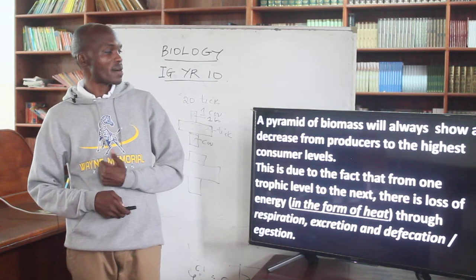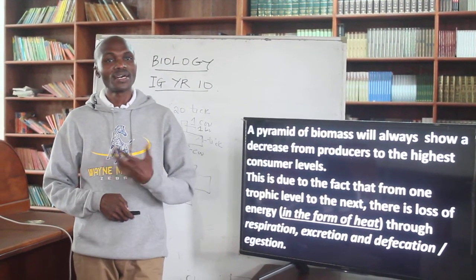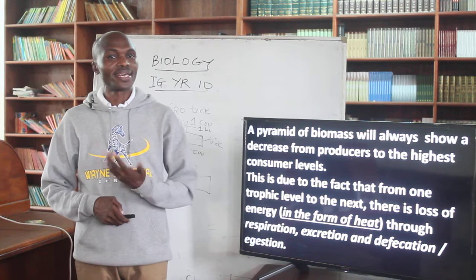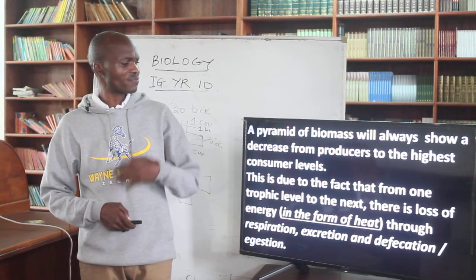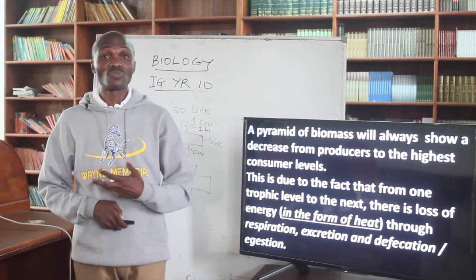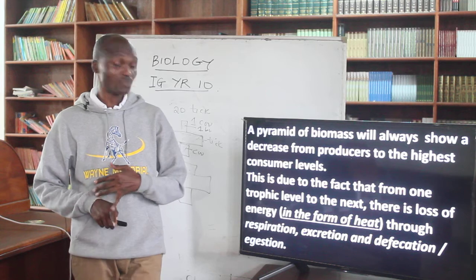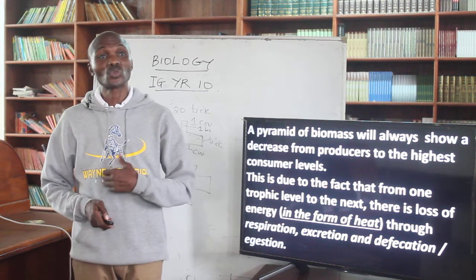A pyramid of biomass will always show a decrease from the producers to the highest consumer levels. Again, as I mentioned earlier, from one level to the next, we have loss of energy in the form of heat, mostly through respiration, excretion, defecation, and also ingestion.